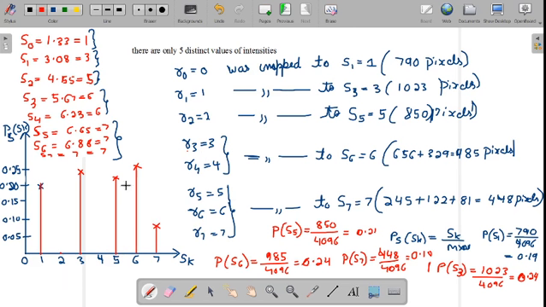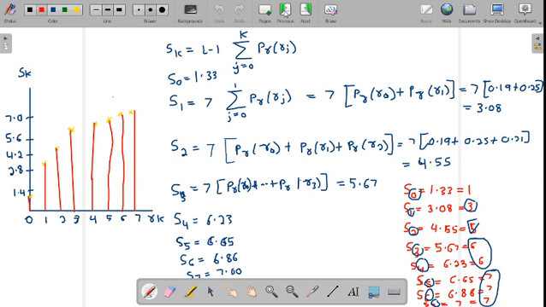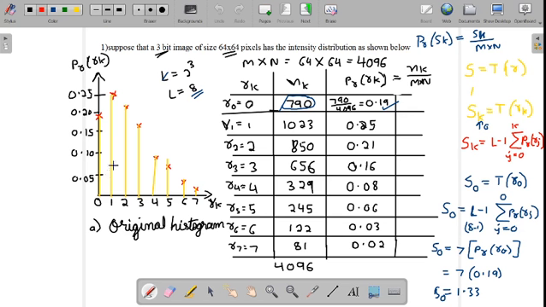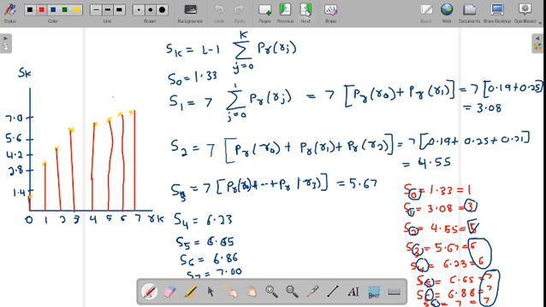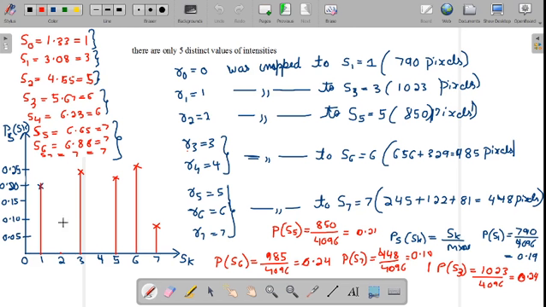So this is the equalized histogram image. Just observe what the original image was. Every intensity was not present, so the image was not bright. What we have done is spread the histogram, and by spreading it we have made the image brighter. So this is your output histogram, which has been equalized.